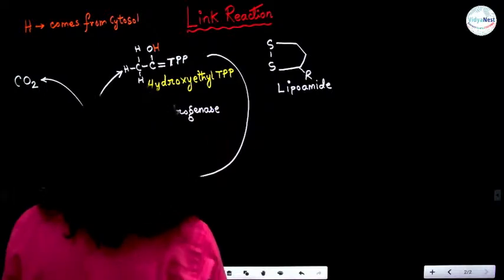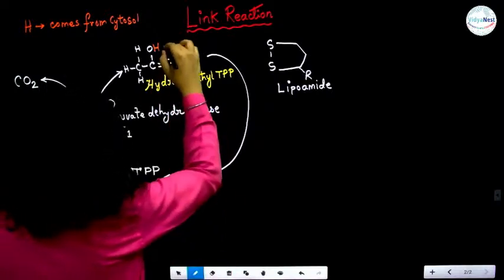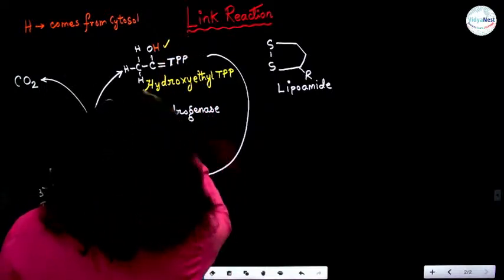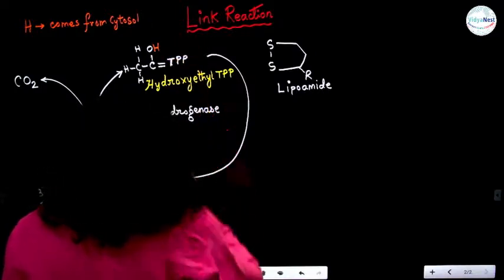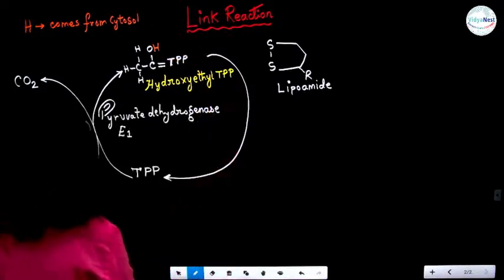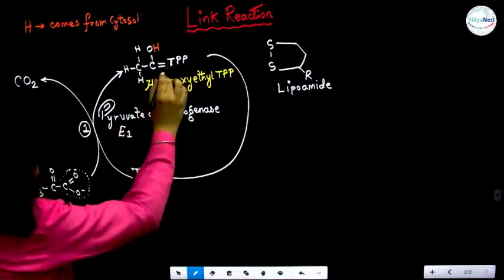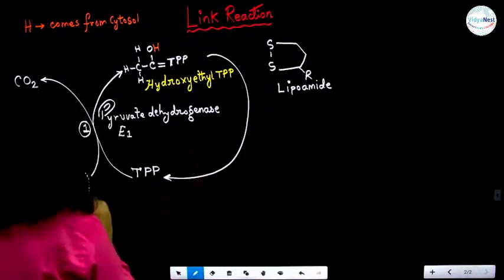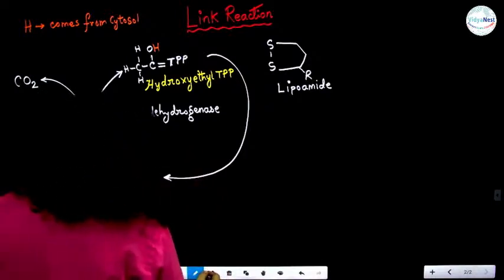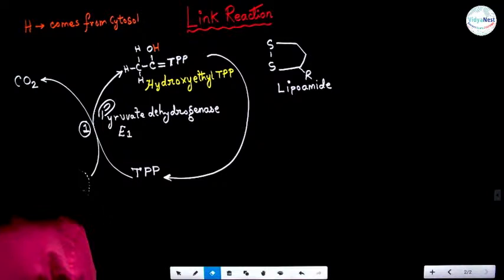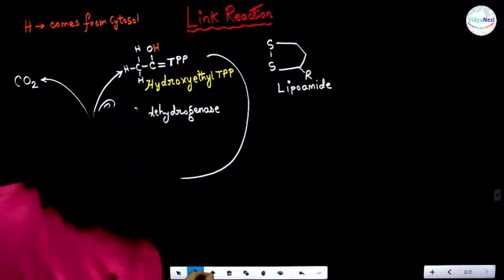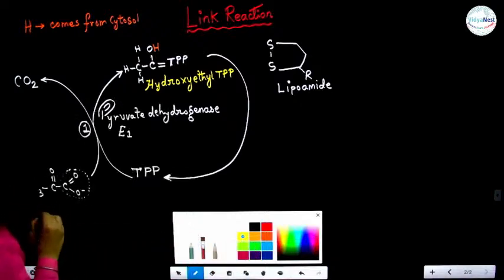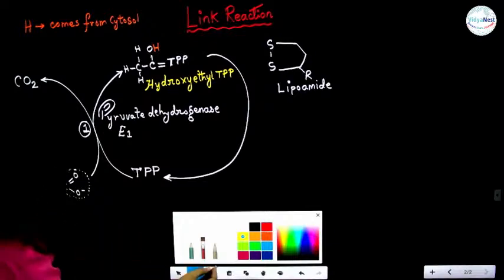Why is it called hydroxyethyl TPP? Because you can see a hydroxyl group is there. 2 carbons are present, that is why it is ethyl. And this TPP is combining with the pyruvate. Understood? That is why it is called hydroxyethyl TPP. And this pyruvate I can also write in this particular color, since I'm writing everything in yellow, that is the name of the compound. What happened?